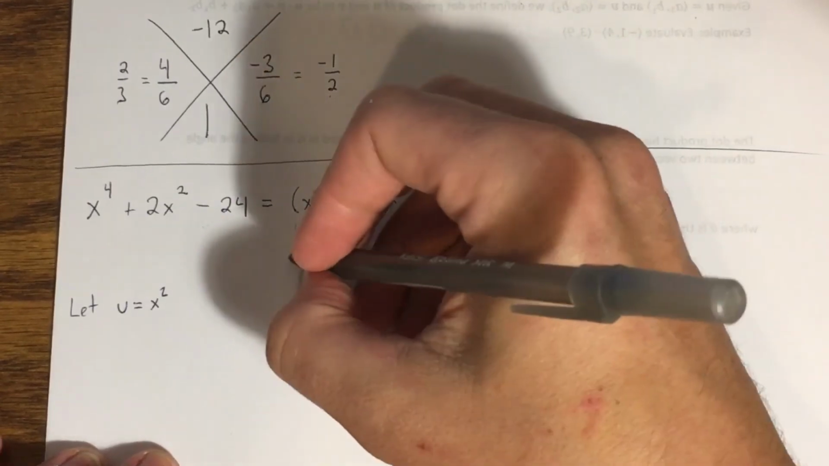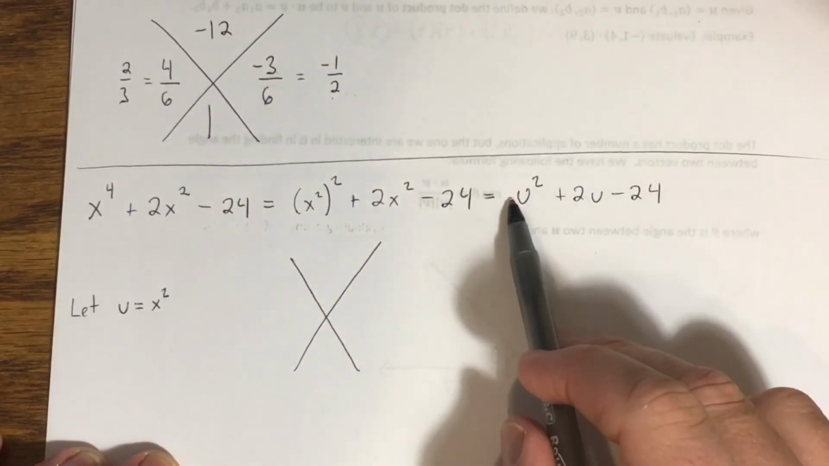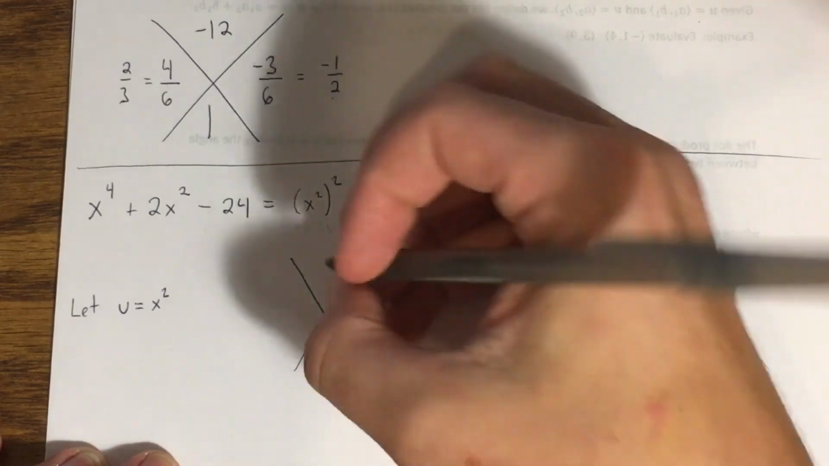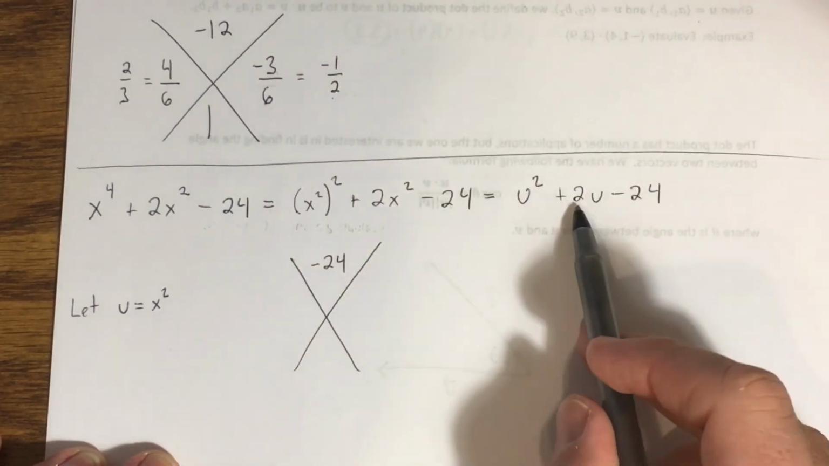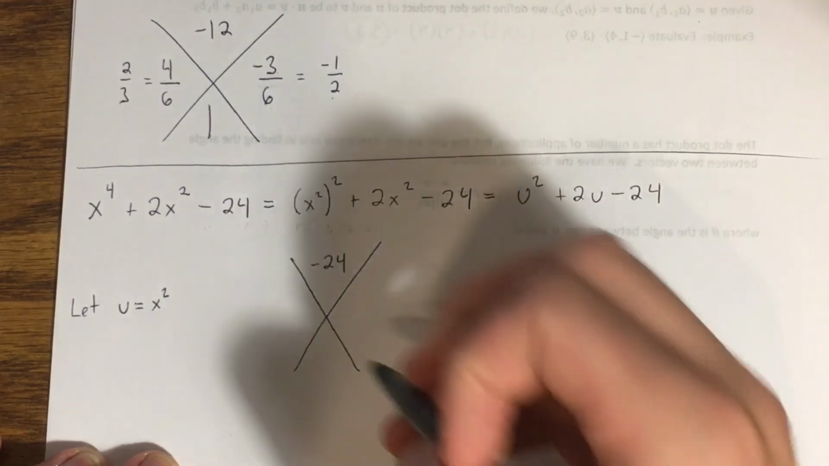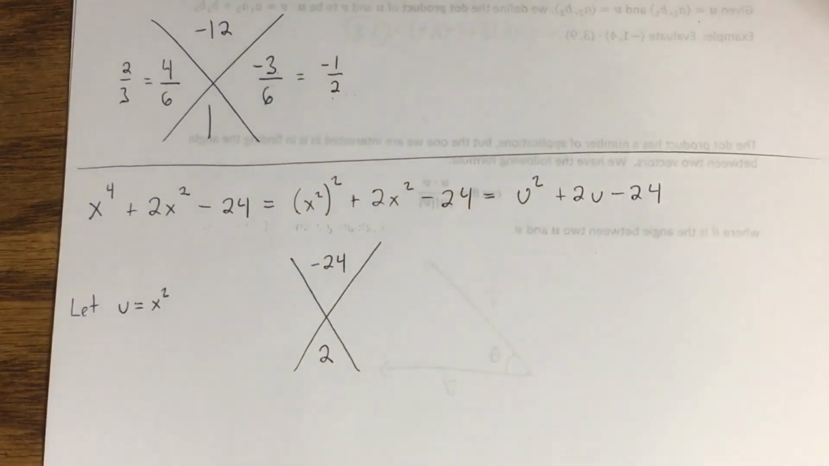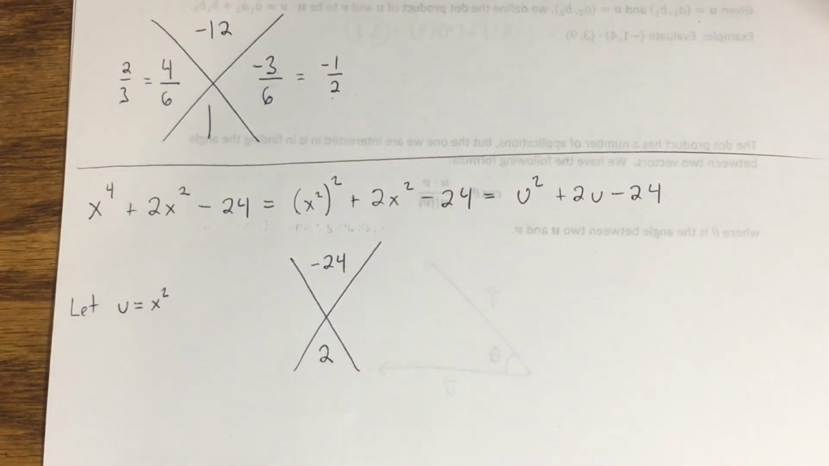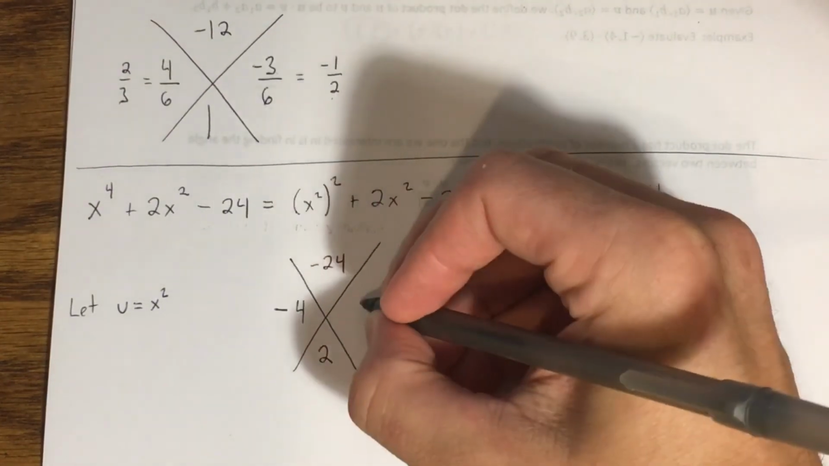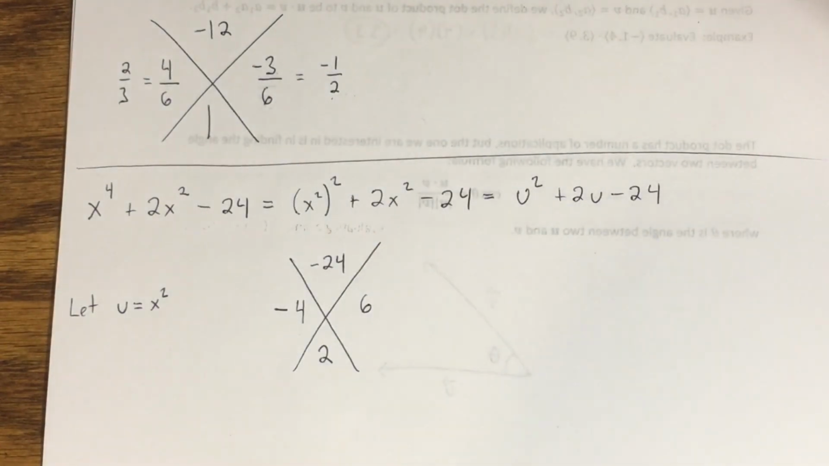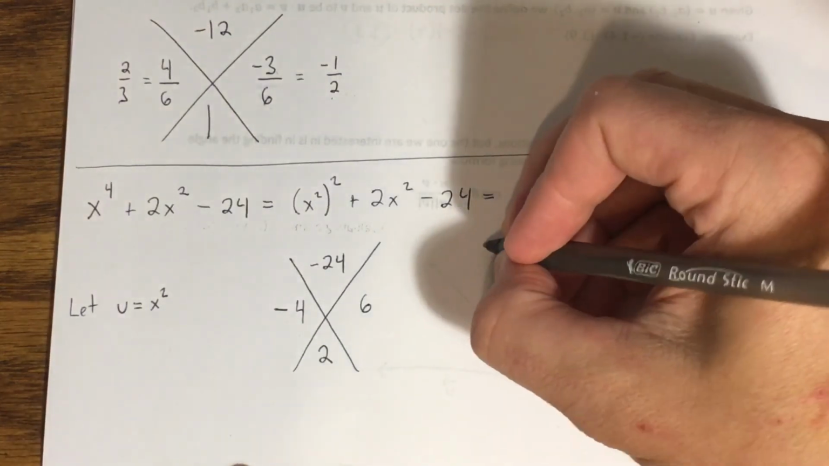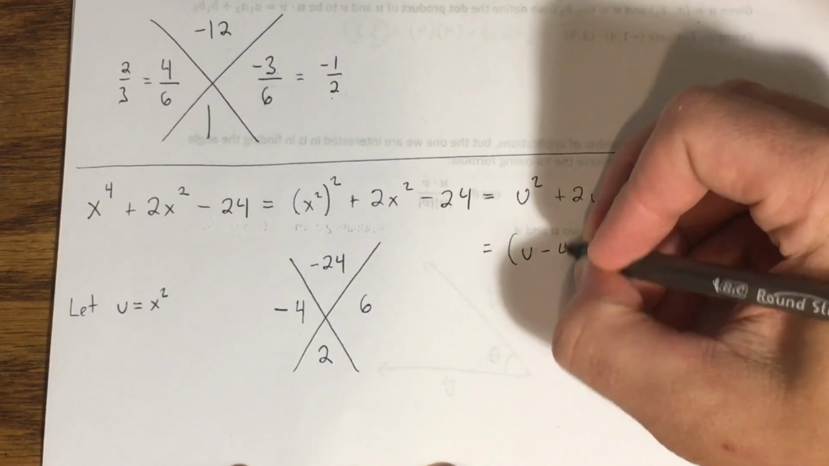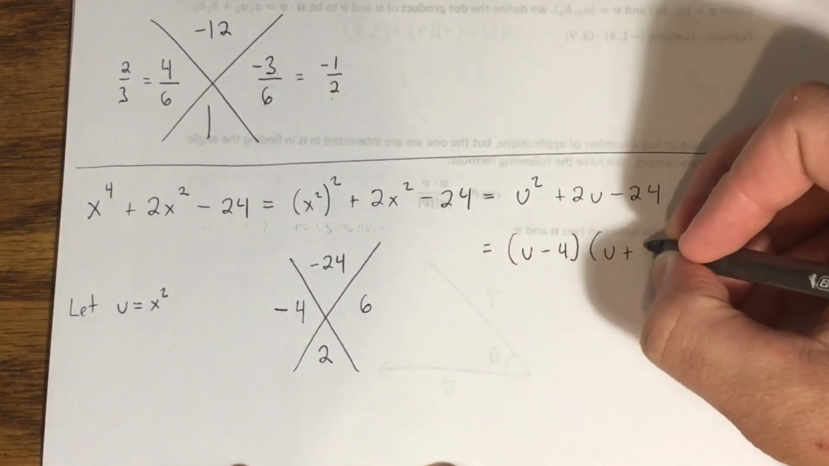So now let's create our diamond. This has a leading coefficient of 1, so all I need to do is take my constant term, negative 24, and the coefficient on the u here, which is just 2, put that there, and now I'm looking for two numbers that multiply together to make negative 24, but add up to positive 2. It's negative, so one should be negative, the other should be positive, and without too much work, you should be able to see that negative 4 and 6 do the job. Okay, so with that, I know that this is going to factor to u minus 4 and u plus 6.